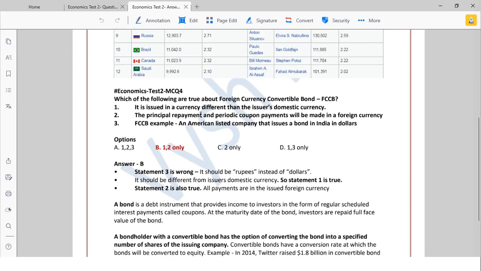Now, question number 4. Which of the following are true about foreign currency convertible bond? This is a 2022 prelims question. Okay, not the exact question, I'm telling the topic. It was asked. Okay, so now you should understand.